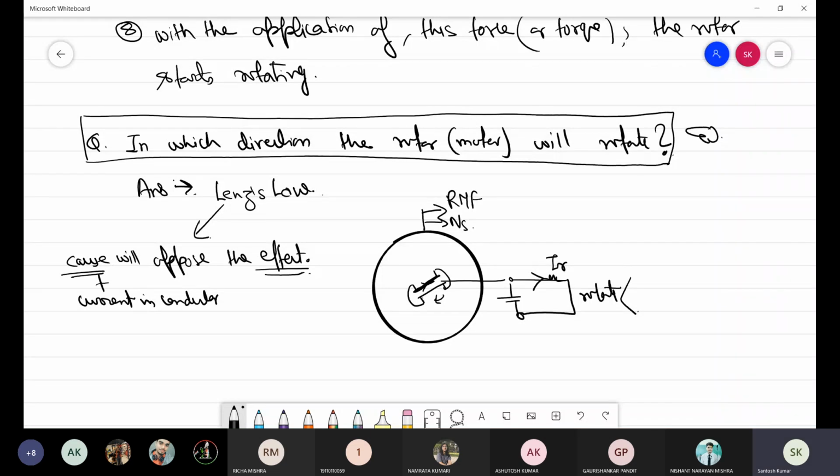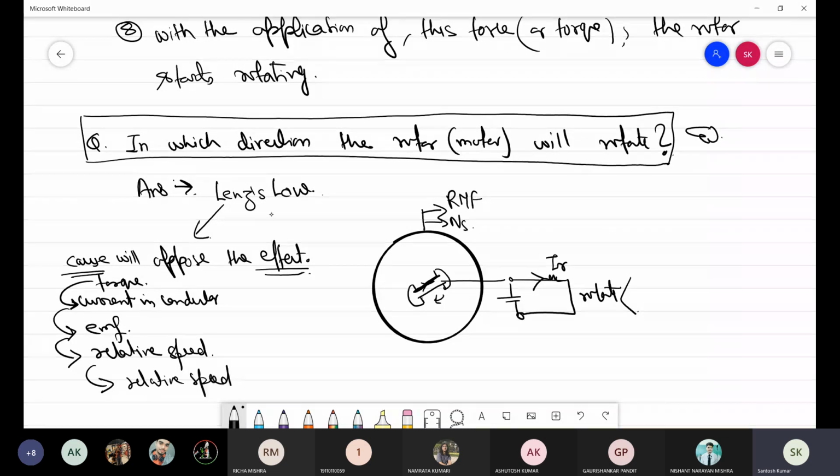ठीक है ना? टॉर्क के कारण रोटेट कर रहा है, तो टॉर्क से पहले क्या था? करंट इन द कंडक्टर. करंट कहाँ से आया? ईएमएफ से आया. ईएमएफ कहाँ से आया? रिलेटिव मोशन से आया, रिलेटिव स्पीड से आया. किसके रिलेटिव स्पीड से आया? It has come because of the relative speed. किसके रिलेटिव स्पीड से आया? Tell me.